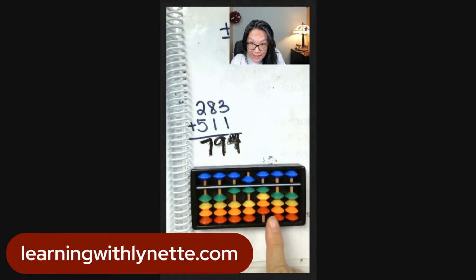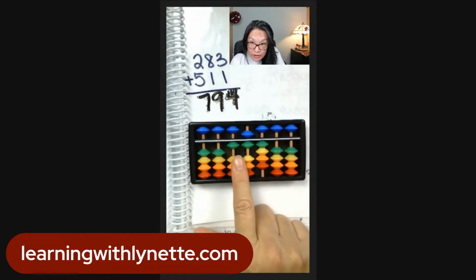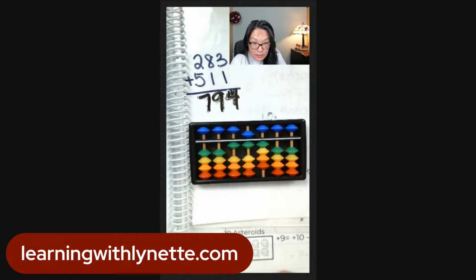So when we're looking at the abacus, we know that we have our hundreds, our tens, and our ones. When we're looking at it, we understand our place value.